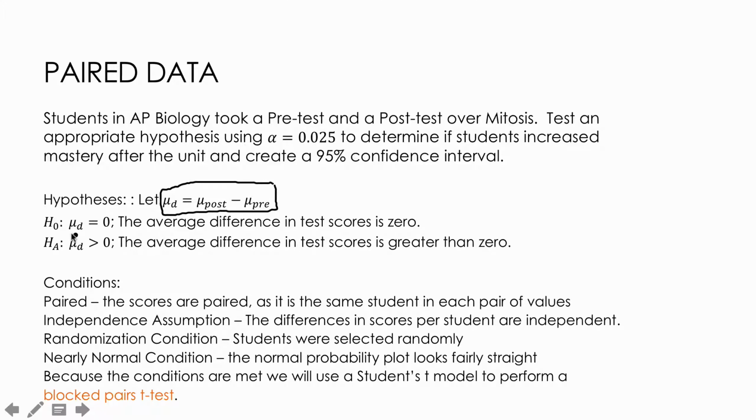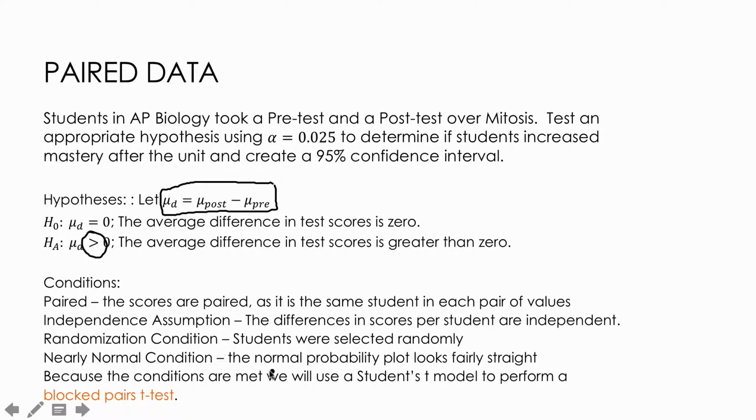My null, the mean of differences, is equal to 0, which of course means the average difference in test scores is 0. My alternative hypothesis is right up here. It says determine if students increased mastery after the unit, which means that their post was greater and so therefore greater than 0. So the average difference in test scores is greater than 0. I've checked my conditions here, which I won't spend any time on. Press pause if you want to read through those.